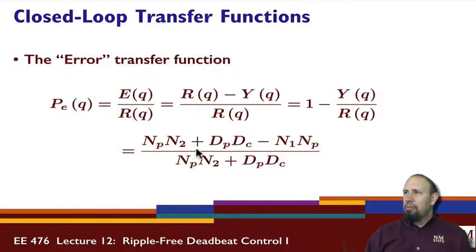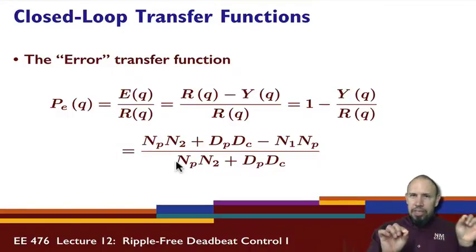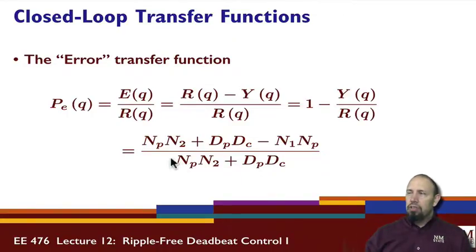Notice I have the exact same denominator as I had in the previous transfer function, which basically is saying that regardless of where we take the output from our system, regardless of what we treat as the output, I'm having the same poles. Okay, I have the same poles.